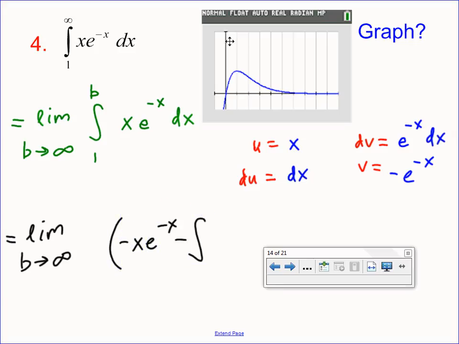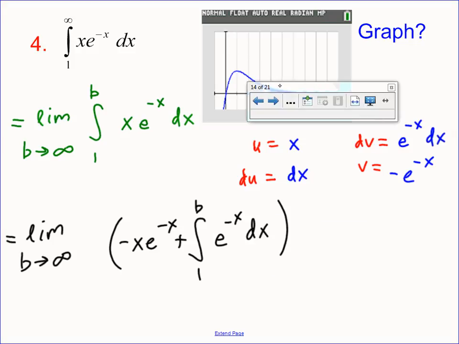I still have 1 to b here. Ready? U times v minus the integral of v du. So I'm going to do minus and negative is plus a positive e to the negative x dx. Was that helpful? Well, it's not the prettiest looking expression, but we do know an antiderivative rule for this integral. So yes, integration by parts was useful in this case because we have an antiderivative for this new integral.